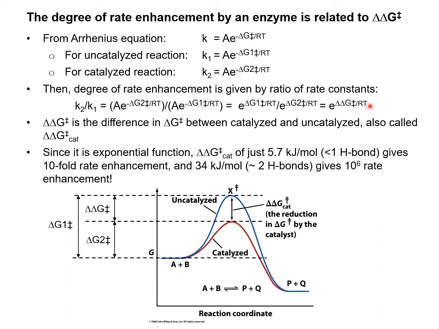So it can be finally written as this here, where again delta G double dagger is the difference between the catalyzed and uncatalyzed one, and it can also be written as this with cat for catalyst or catalysis. And since this is an exponential function, a delta G double dagger of just 5.7 kilojoules per mole, which is smaller than one hydrogen bond, gives a tenfold rate enhancement. And even 34 kilojoules per mole, which is about 2 hydrogen bonds, will give a 10 to the 6th rate enhancement. So that's going to be a huge change.